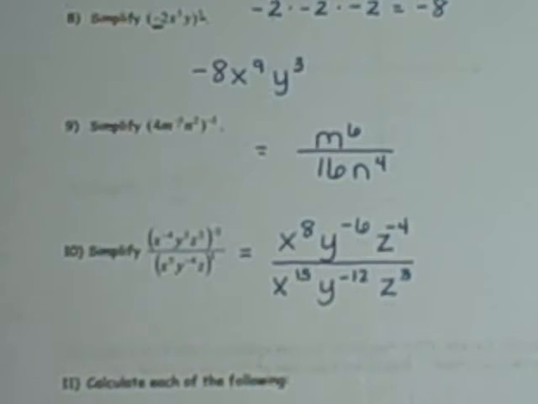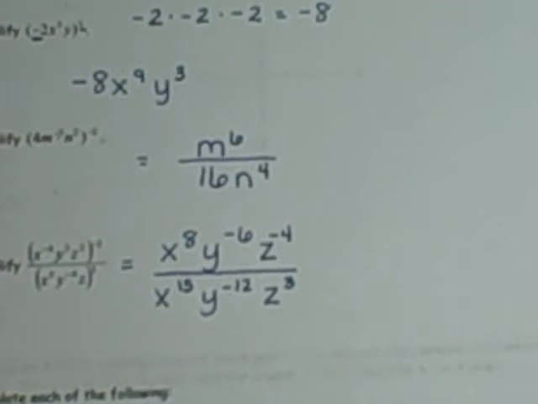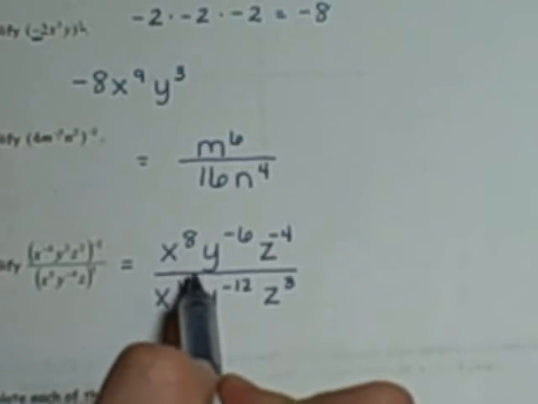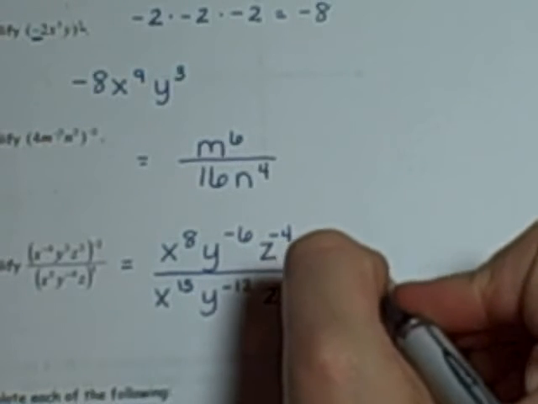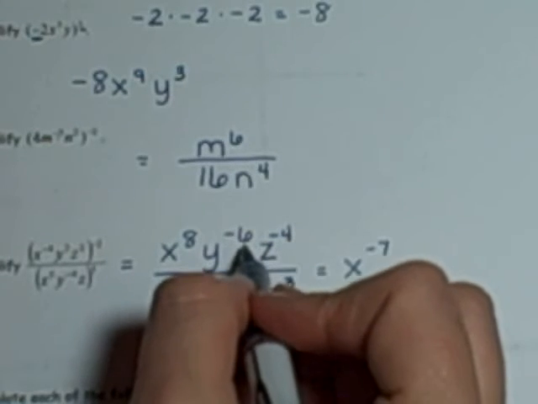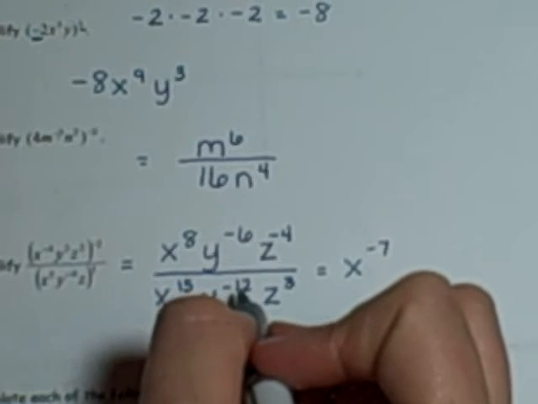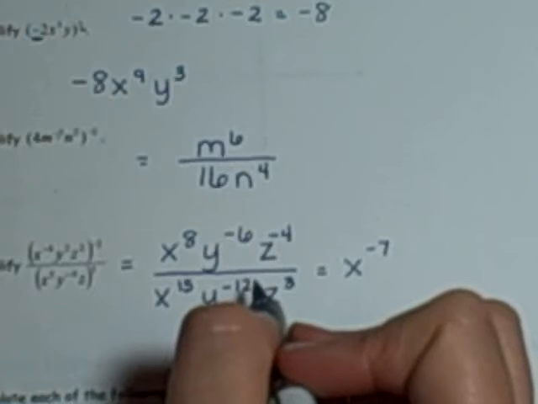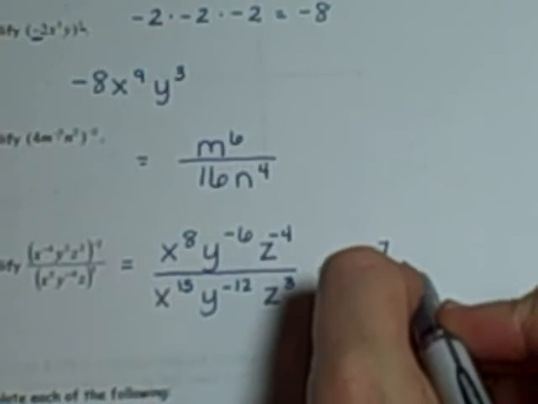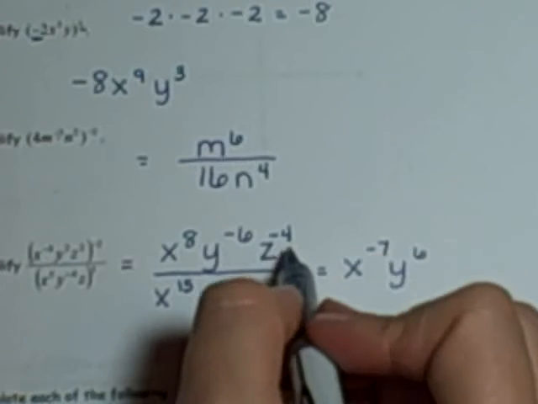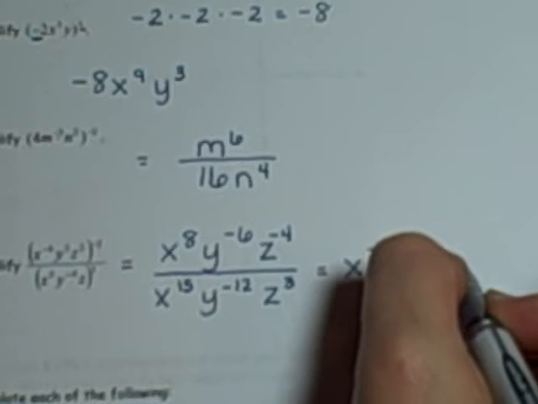Okay, now I'm looking at a division problem. And when I divide with exponents, I really want to subtract. So 8 minus 15 is negative 7. Careful with this one. Negative 6 minus negative 12. And if you have to, you can punch that into a calculator. But negative 6 minus negative 12 is really a positive 6. And then negative 4 minus 3 is negative 7.